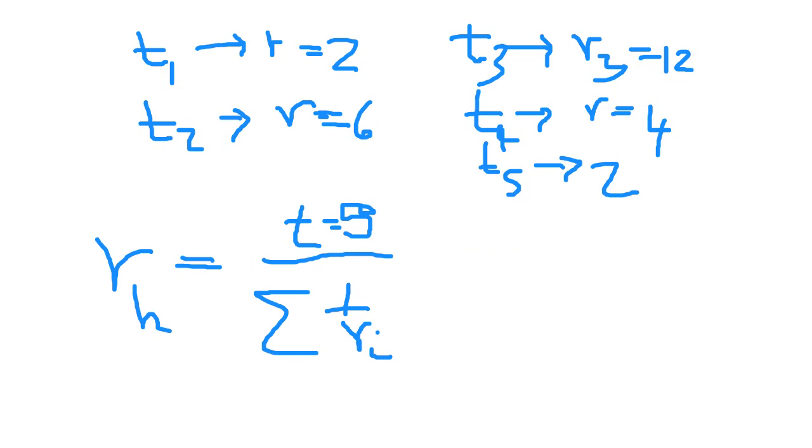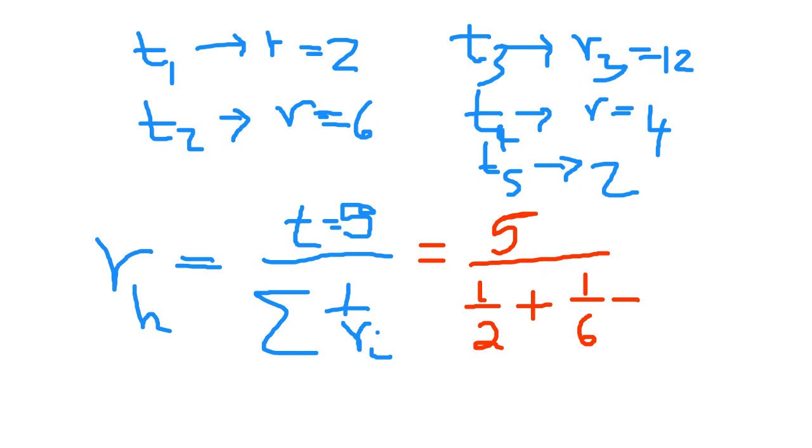So let's go. This is equal to 5 over 1 over 2 plus 1 over 6, plus 1 over 6, plus 1 over 12, plus 1 over 4, plus 1 over 2. What is the answer?